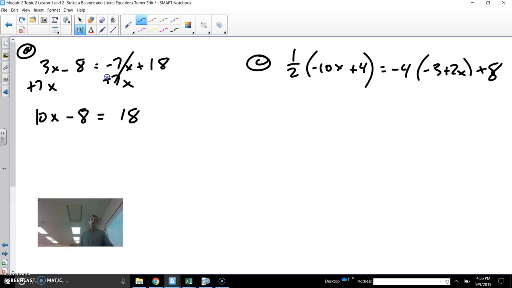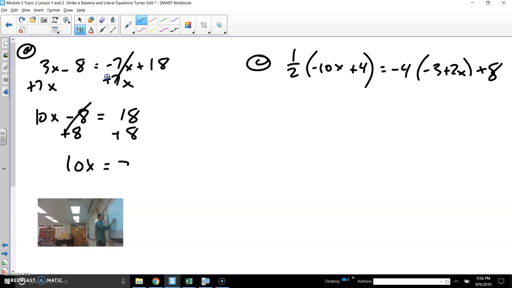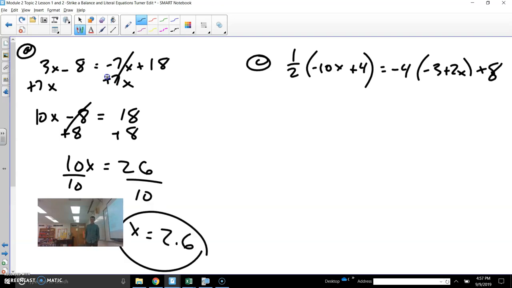And I'm actually going to use the same property here because I want to put like terms of 8 and 18 together. It's currently subtracting, so I'm going to use the addition property of equality to add that value over to get 26, and then divide by 10 using the division property of equality to get 2.6.